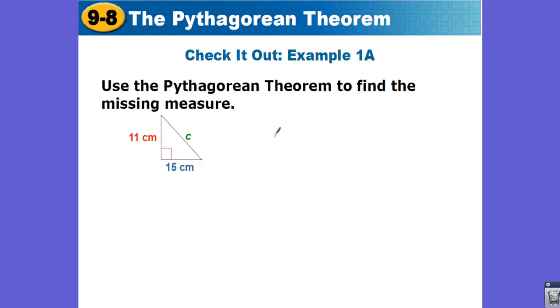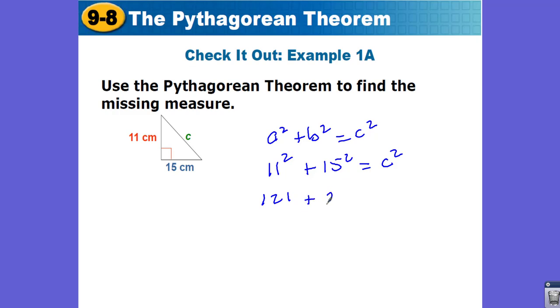So again, we write our formula, a squared plus b squared equals c squared. We plug in our values. I'll let 11 be a, so 11 squared, plus b is 15, so 15 squared is equal to c squared. We do our math. 11 squared is 121, plus 15 squared is 225, and that's equal to c squared.